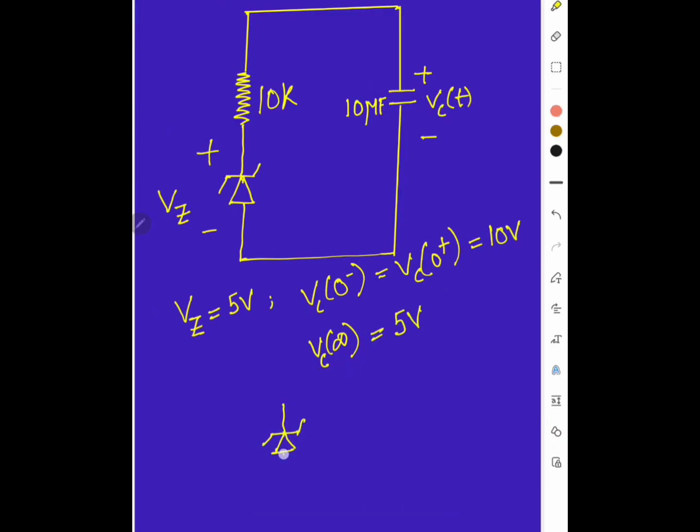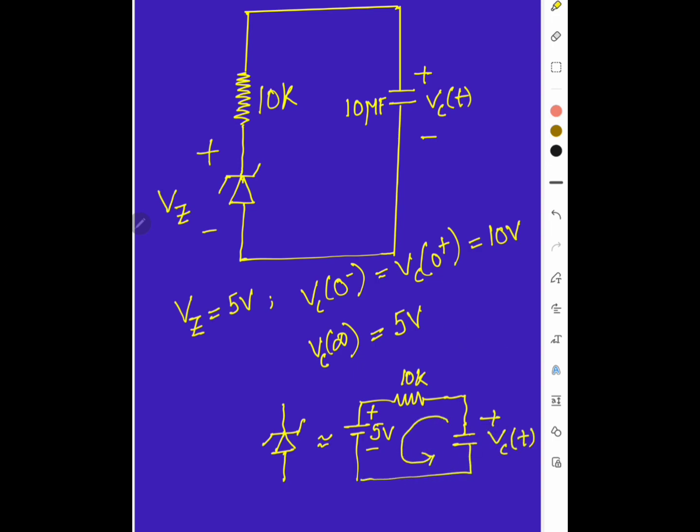Now if we replace the Zener diode with a 5 volt battery, say, and the capacitor is discharging where the voltage across the capacitor is VC(t), then the maximum the capacitor can discharge is when VC(t) is equal to 5 volts, which I have defined here as VC infinite. When it is VC infinite, then there cannot be any current, no current can flow, and this is our steady state value.